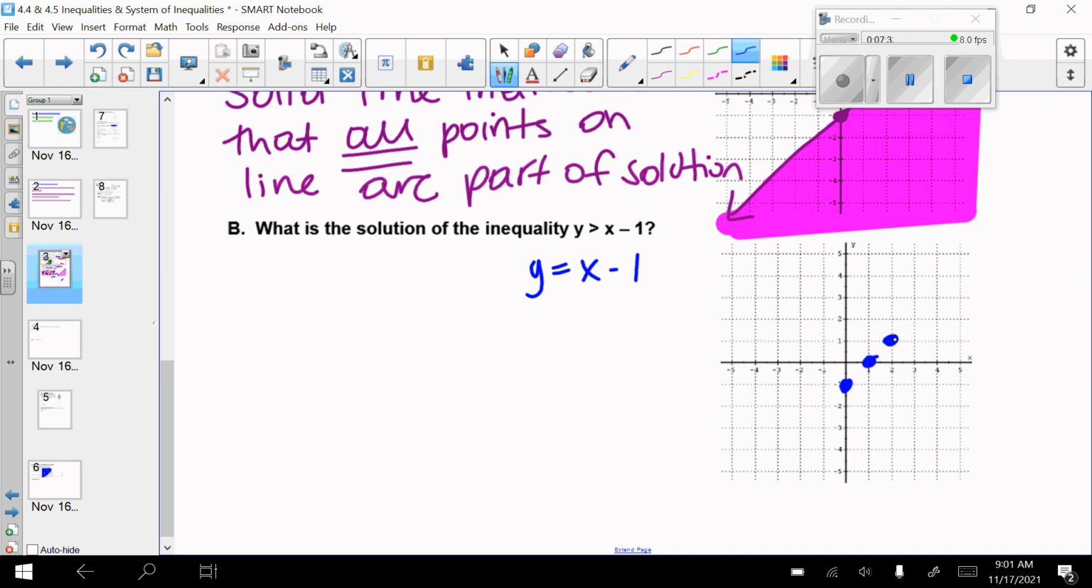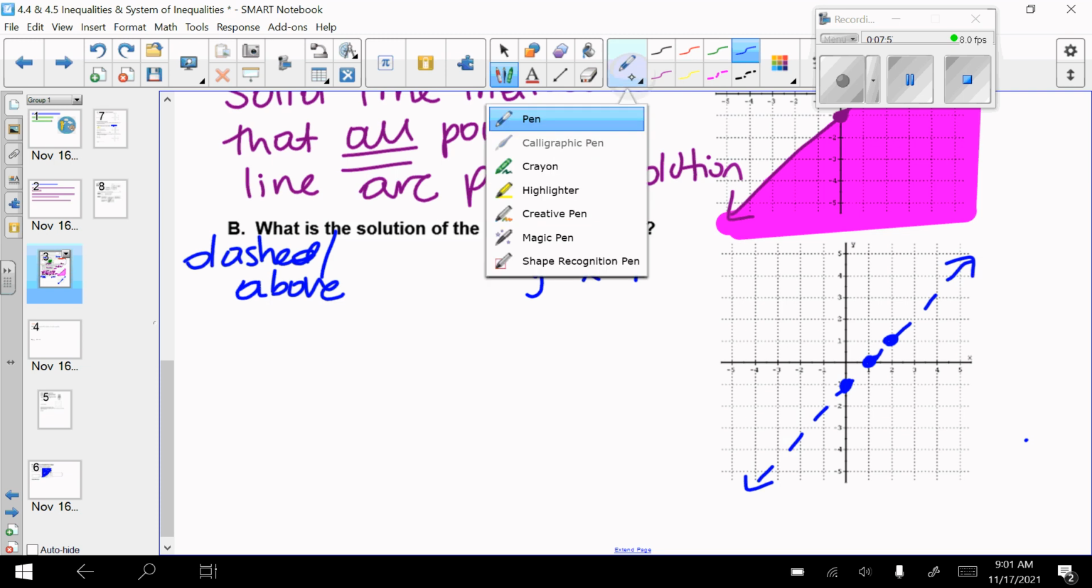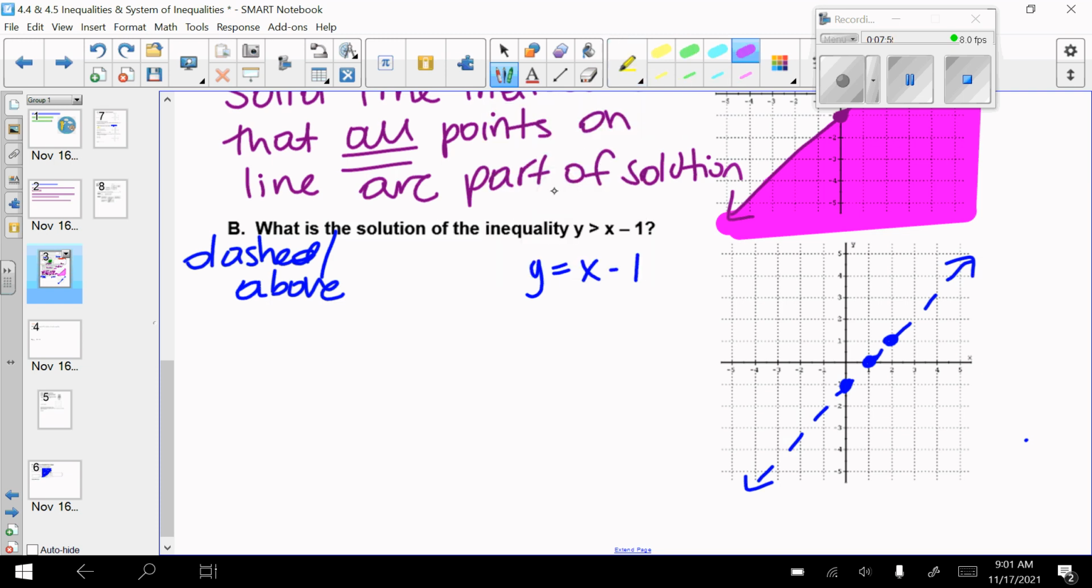But let's answer those two questions. Is it going to be a solid or dashed line? Good, because there's no equal to. And then am I going to shade above or below? Above, good, because it's greater than, right? So it's going to be a dashed line. It's going to look something like this. And then if I shade above, it's going to be all of this area.